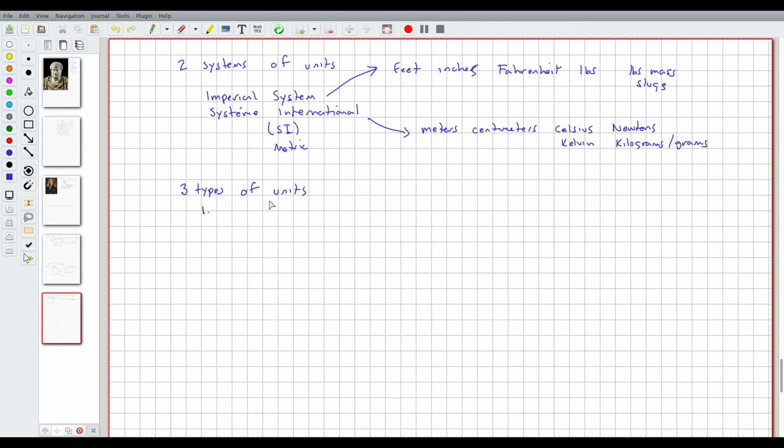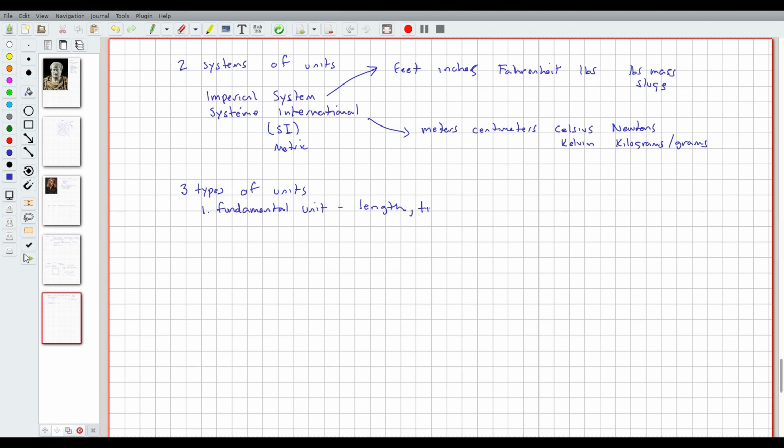Now, the first type of unit that you see is called a fundamental unit. Now, fundamental units refer to things that you can measure in nature that represent some underlying property of nature, some base property of nature. For example, length. The distance between 2 points in space is a fundamental property of space-time. You can't break length down into other stuff. Length is length.